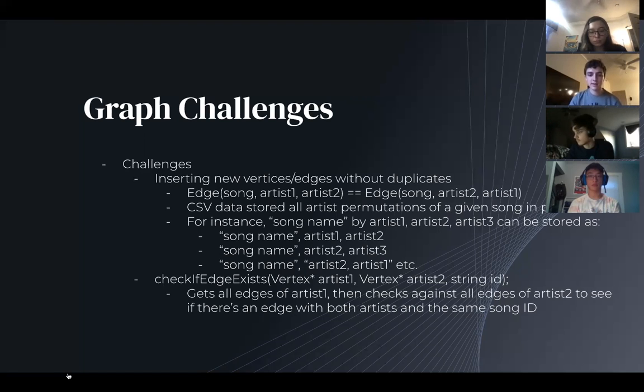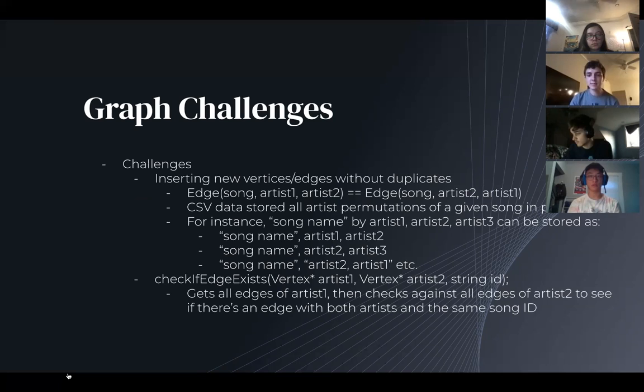Our CSV data could list the same song many times for each combination of 2 artists listed on it. So for instance, if we had a song with 3 artists, we could permute that to artist 1, artist 2, artist 2, artist 3, and artist 2 and artist 1, etc. So we had to avoid inserting duplicates of the same edge.